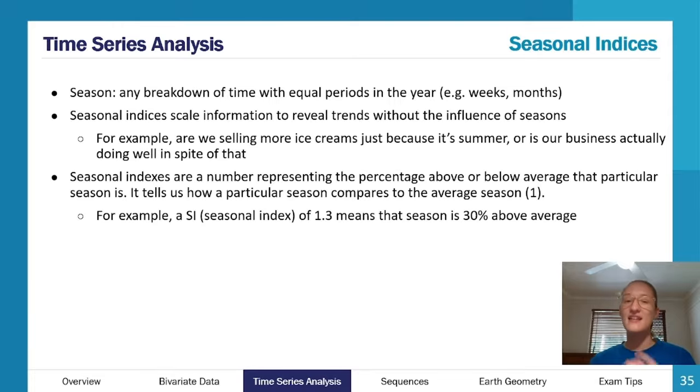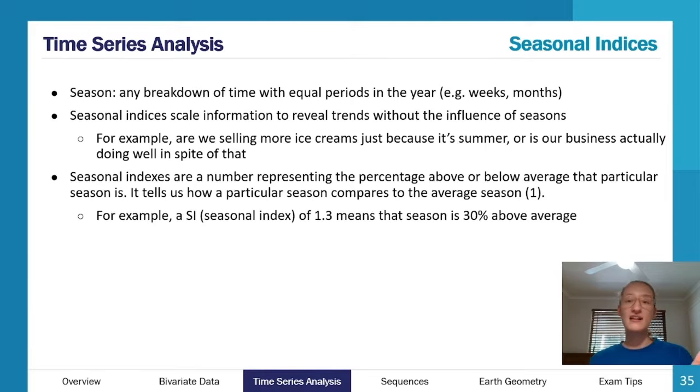But if that doesn't make sense yet, that's okay. We're going to go into that in a bit more depth now. So how do you interpret seasonal indices? A seasonal index of 1.3 means that the season is 30% above average. So if, for example, our summer ice cream sales seasonal index was 1.3, that means our summer ice cream sales are 30% above the average season. And say our winter ice cream sales might be 0.5, which means that it's 50% below the average season.